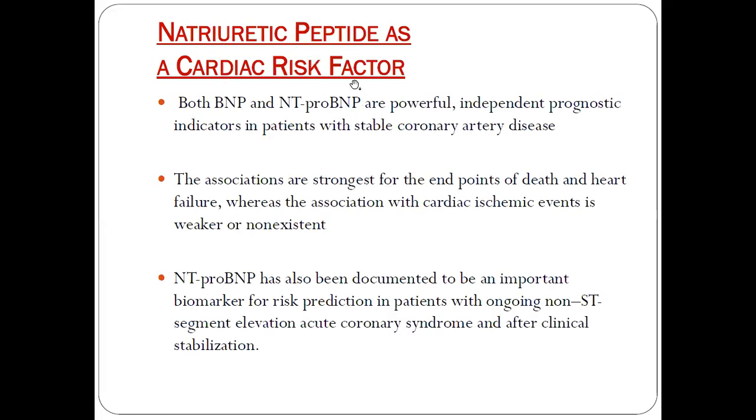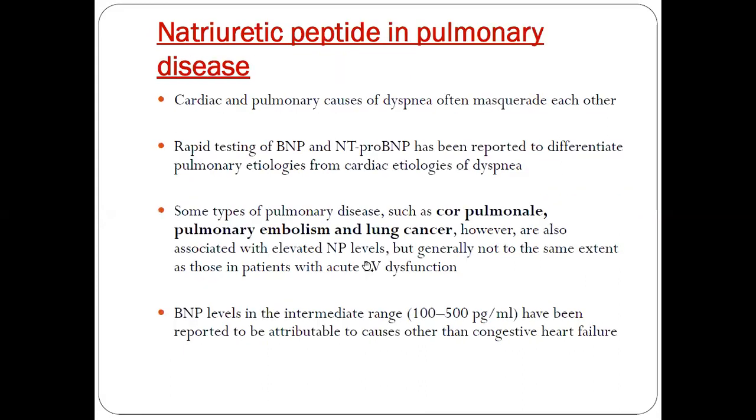Natriuretic peptide as a cardiac risk factor. In coronary artery disease, generally we do cardiac enzymes like CK-MB and troponins, but both BNP and NT-proBNP are powerful independent prognostic indicators in stable coronary artery disease, and also in non-ST segment elevation patients. If you do sequential levels of BNP and NT-proBNP and the levels keep on increasing, that means the prognosis is going to be bad.